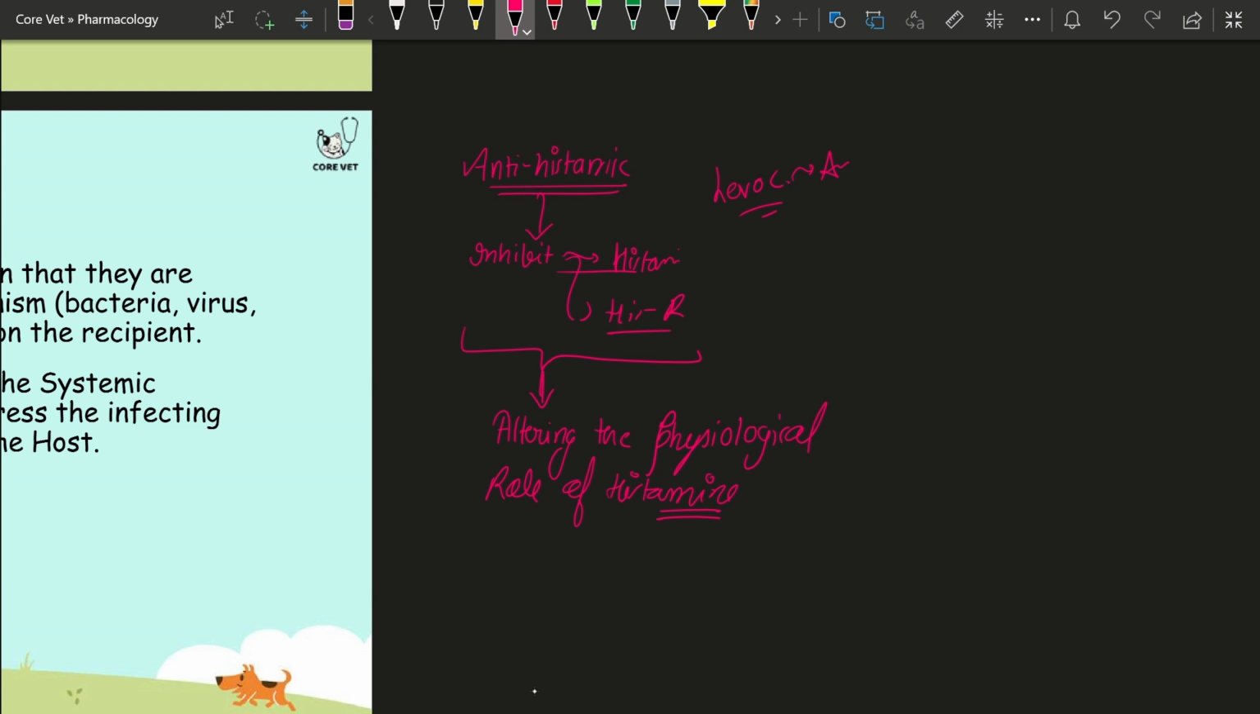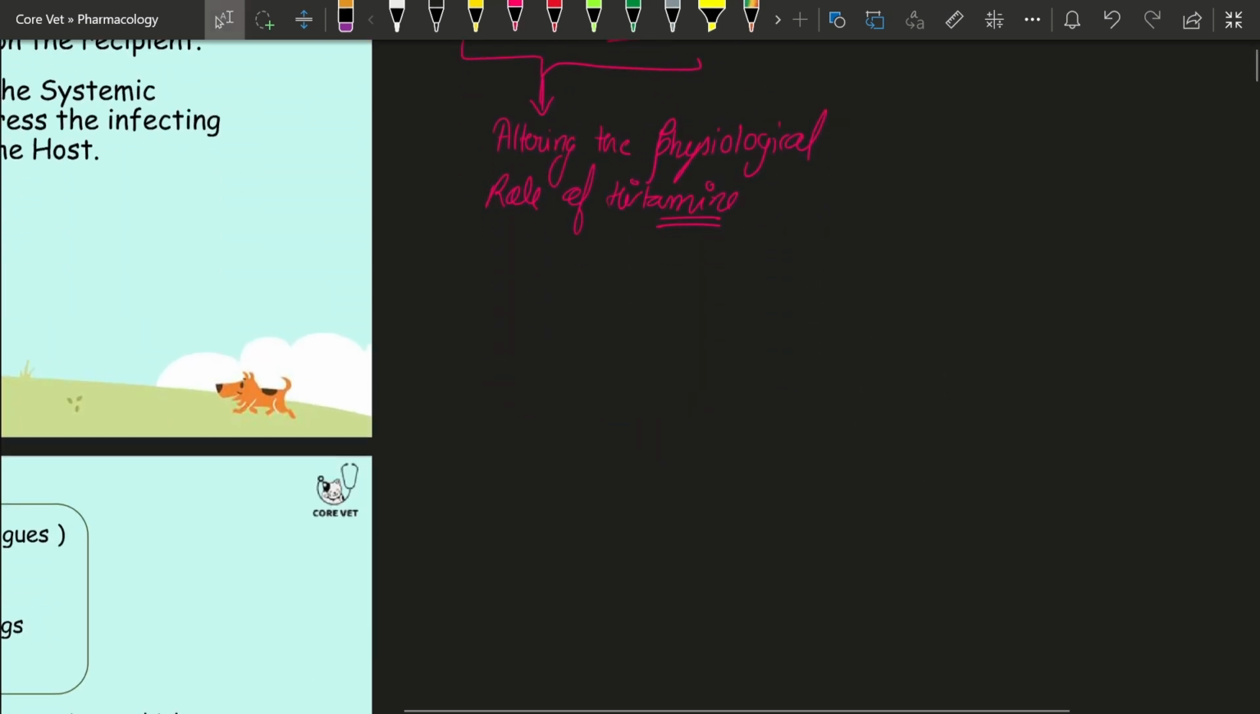So what you are doing, you are just suppressing that particular histaminergic response to ensure that the body will reach a normal physiological condition, right? Means earlier, what was there? It was a rise in histamine in the body, right? What did it lead to? It led to an allergic reaction, right? Earlier, when there was a rise in the histamine, there was an allergic reaction that you observe.